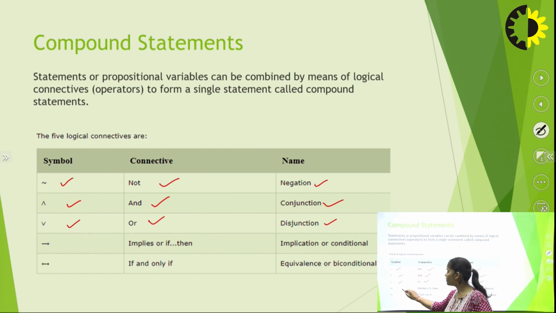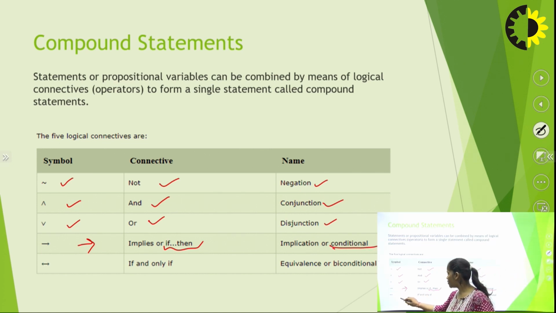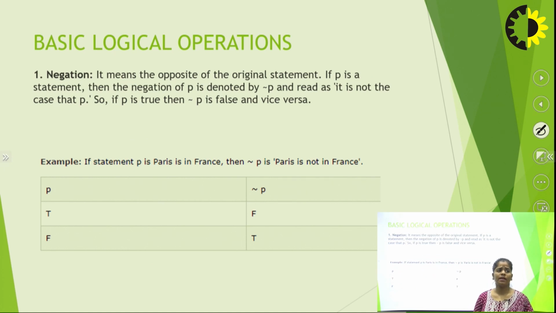Now we have an arrow sign, which is used for the if-then rule. If-then means implication, and implication means conditional statements. Now we have a bidirectional arrow, which is used for if and only if conditions, also known as biconditional statements or equivalence statements. These are the compound statements and logic connectors which we'll discuss in the next slides. So the first basic logical operation is negation.